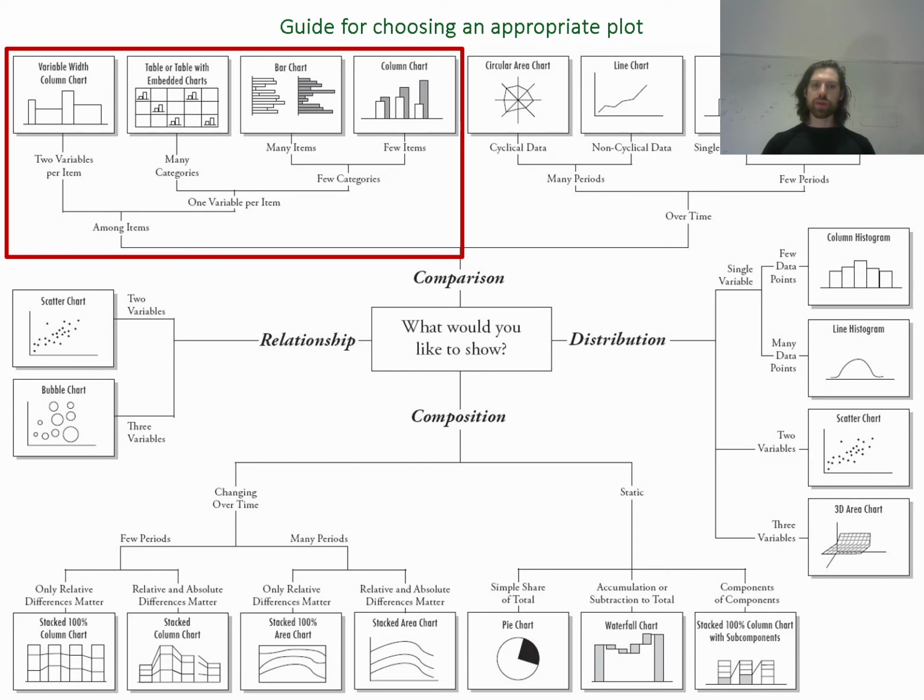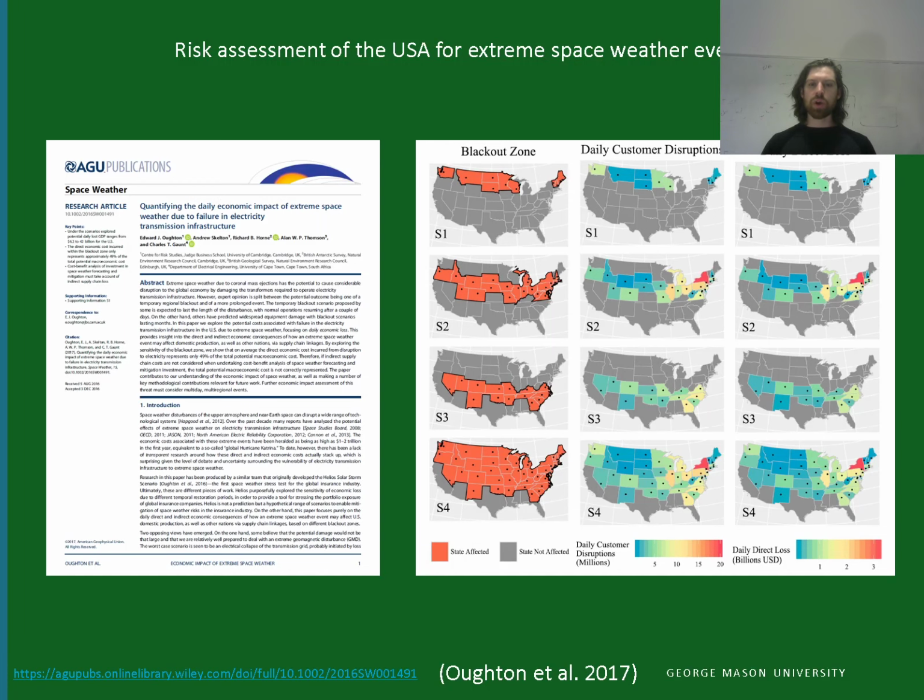Okay, so that was relationships. Now let's focus on comparisons. So I did a piece of work a couple of years ago which focused on analysing space weather risks to the US electrical grid. It's actually for the insurance industry, so AIG, American International Group, which is one of the largest insurers in the world. Their main head office is in New York, in Manhattan.